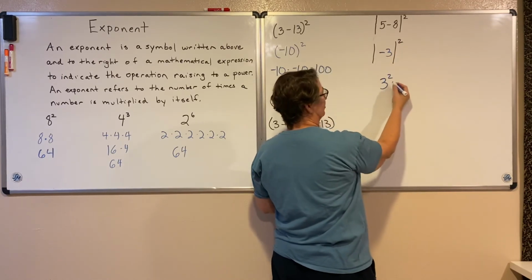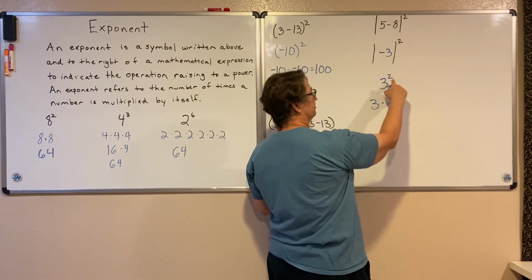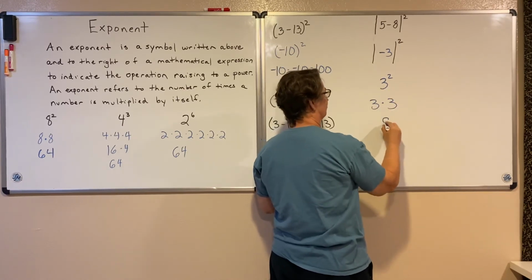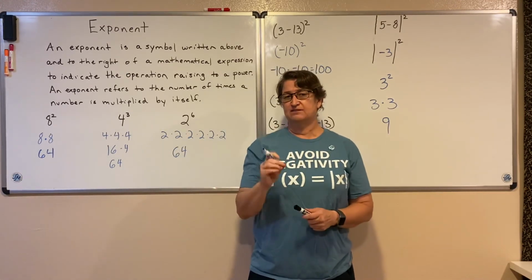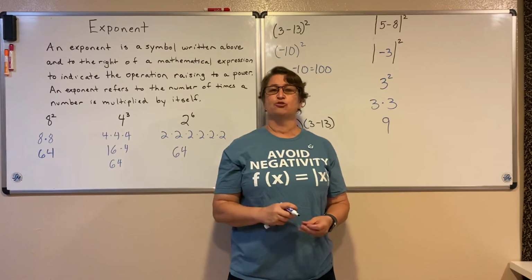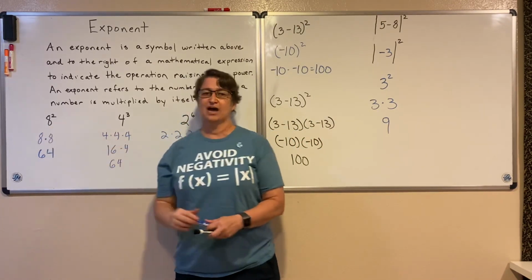So now we have 3 squared. And 3 squared just means 3 times itself 2 times. So 3 times 3 is 9. So that exponent is just that symbol that lets you know how many times you're going to multiply the base, this bottom number, times itself.